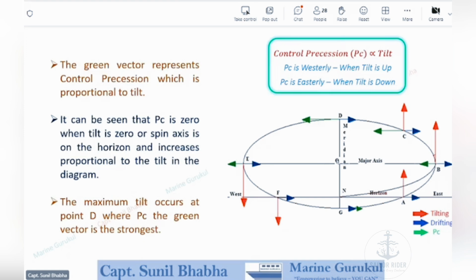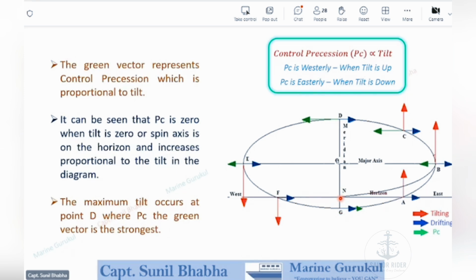Okay, now moving on to the third vector in the diagram, that is the control precession vector, the green color vector in the diagram. Now we know that this green vector, which is the control precession, is proportional to tilt. Second, when the tilt is upwards, the control precession acts westwards. And when the tilt is down, the control precession acts eastwards. Now in this diagram, you see we have the horizon at this particular location. You can follow the laser pointer. This is the horizon. Whenever the spin axis is on the horizon, the tilt is 0. Whenever the spin axis is above the horizon, we have an upward tilt, and whenever the spin axis is below the horizon, we have a downward tilt.